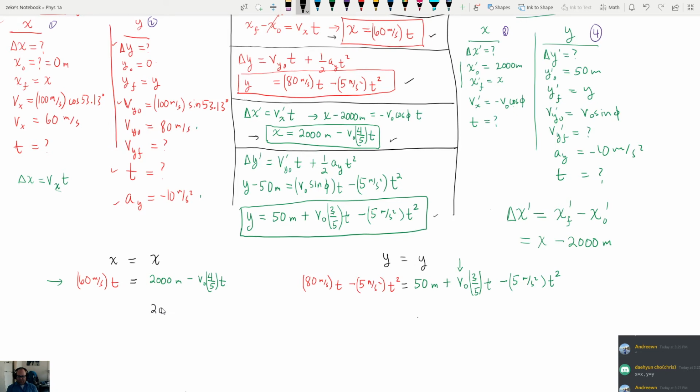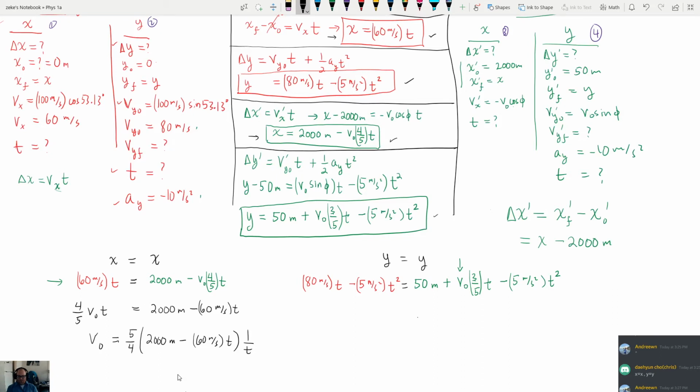So on the right side, we'll get 2,000, subtract this one, minus 60t, should be equal to 4 over 5 v initial times t. And now we just need to divide 4/5 t to the right-hand side. So we'll get v initial is equal to 5 over 4, and we also need to divide by t.